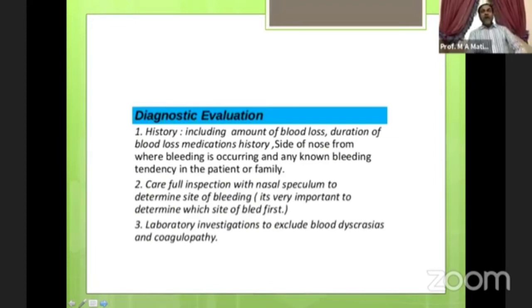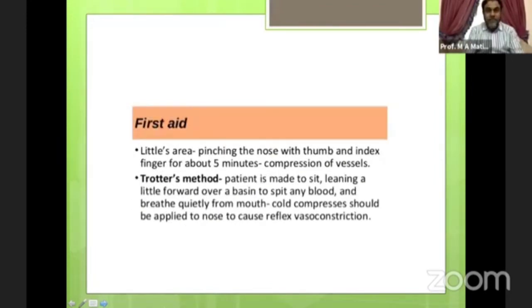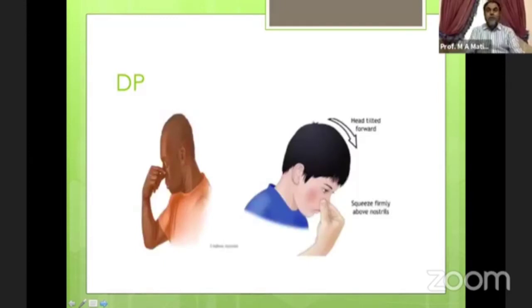Now, diagnostic evaluation, I said history, all this, and then the first step is, as I said, digital pressure. You press the anterior part of the septum, because this is the most common site of epistaxis, and then put an ice pack over here, and you can suck some ice cubes. And in many cases, the bleeding will stop. So this is first aid management, Trotter's method, digital pressure. Number one step. Number two step is this. Look how we are doing. So this is DP or digital pressure.